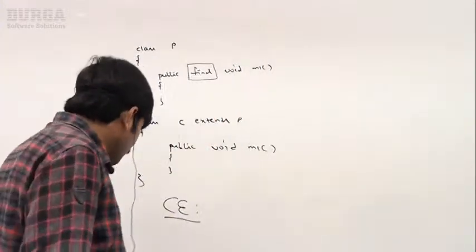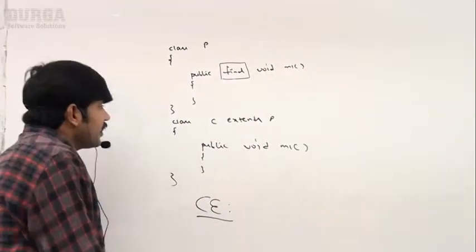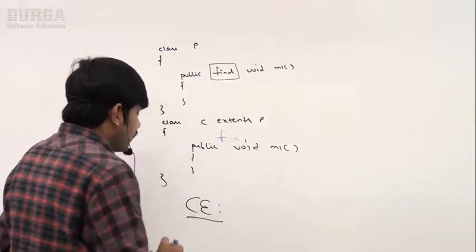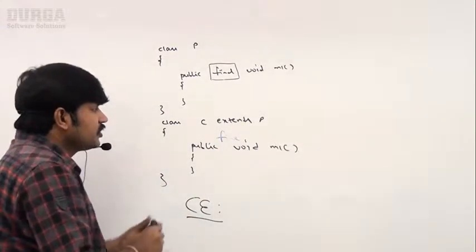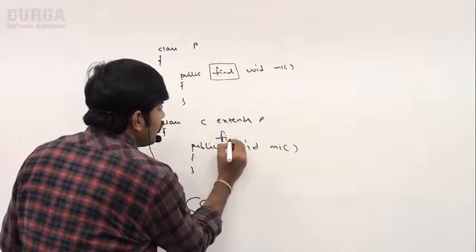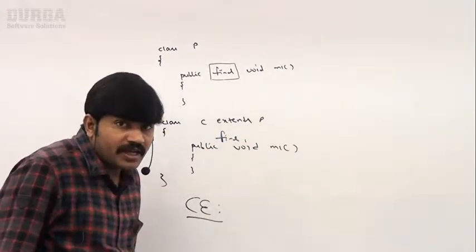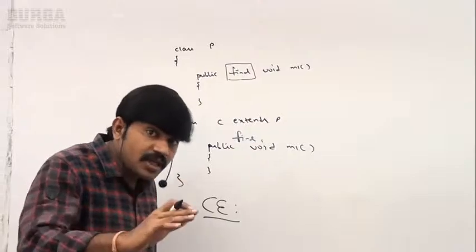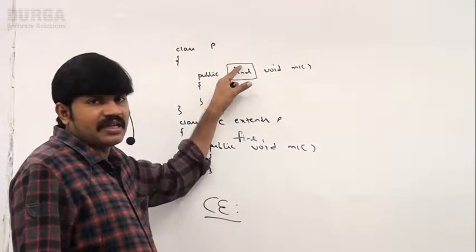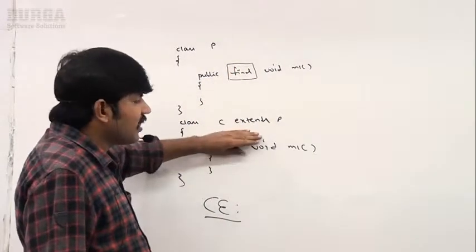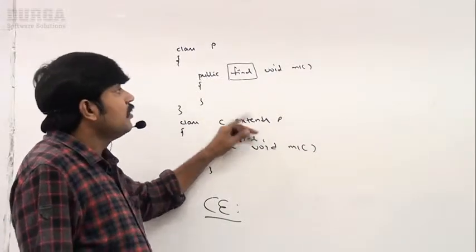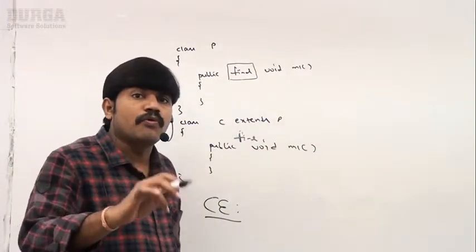Sir, suppose I take the child class method also as final. If I take the child class method also as final, can you please tell what will happen? In this case, sir, still a compile-time error. Once the parent method is final, whether you take final or non-final in the child, immediately we are going to get a compile-time error, because final methods we can't override.